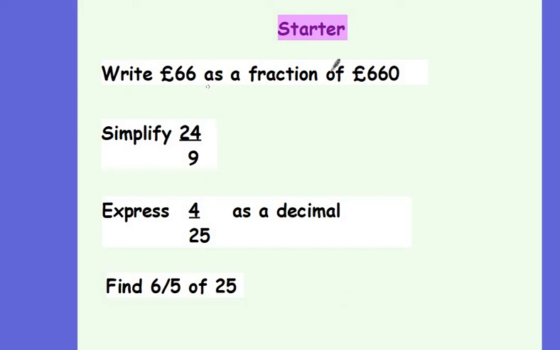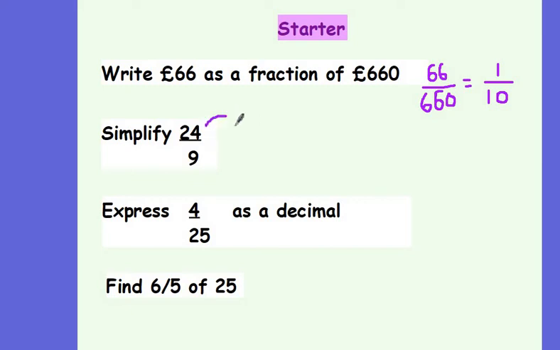Right, let's go through the answers. For the first one, if I want to write 66 as a fraction of 660, I write 66 over 660, 66 out of 660. I can simplify this by dividing top and bottom by 66, and I get a tenth. So £66 is a tenth of £660.